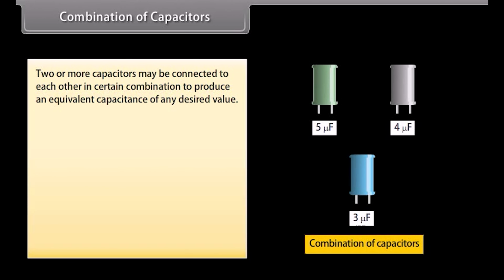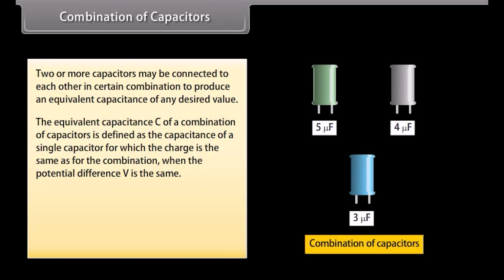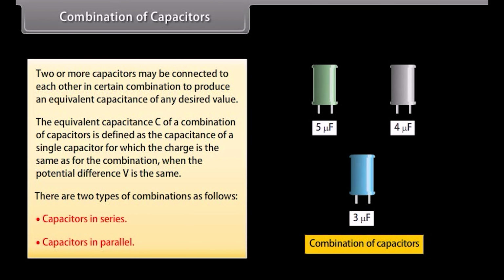Combination of capacitors. Two or more capacitors may be connected to each other in certain combinations to produce an equivalent capacitance of any desired value. The equivalent capacitance C of a combination of capacitors is defined as the capacitance of a single capacitor for which the charge is the same as for the combination, when the potential difference V is the same. There are two types of combinations as follows: capacitors in series and capacitors in parallel.